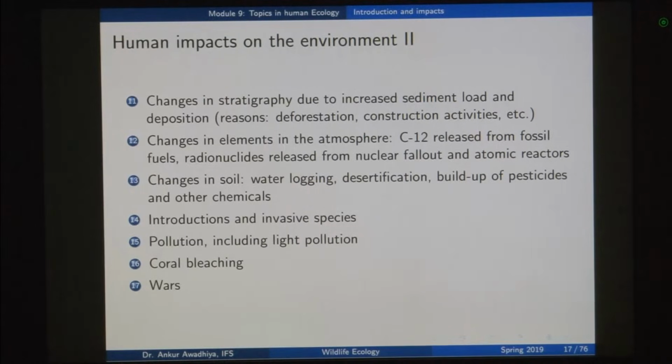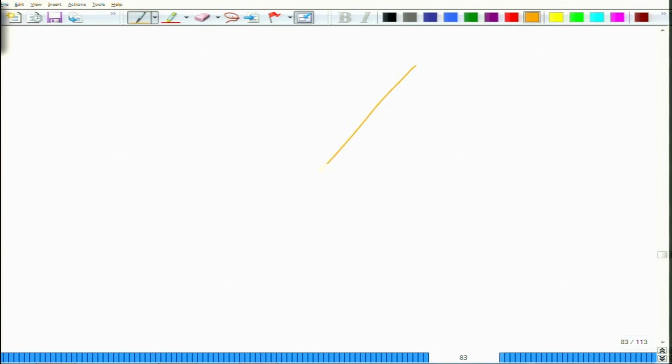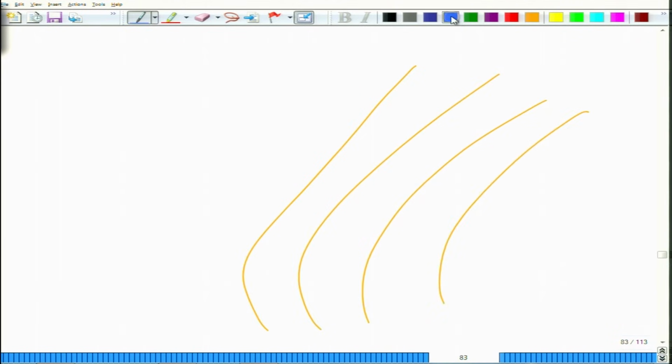Or things like pollution, including light pollution. Now, in the case of a number of organisms such as turtles, when they have given birth, when they have laid their eggs on a sea beach, let us say that this is a sea beach and here you have the oceans, and suppose there is a turtle and it has made a small nest here, and it has laid a number of eggs.